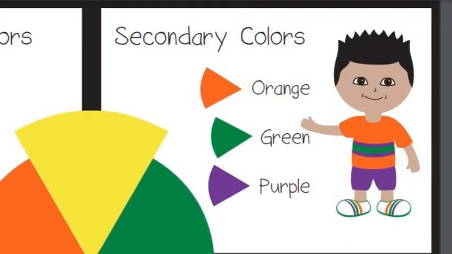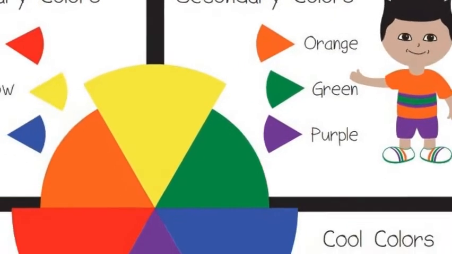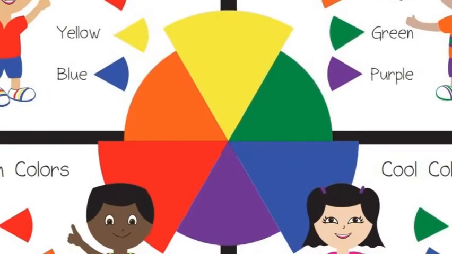And then we have secondary colors because we mix one primary color with another primary color and we get a secondary color. Those colors are orange, green, and purple. Now, if we look at the color wheel, we can see that the primary colors are bigger than the secondary colors. In between red and yellow is orange. So red and yellow make orange, just like yellow and blue make green, and blue and red make purple.